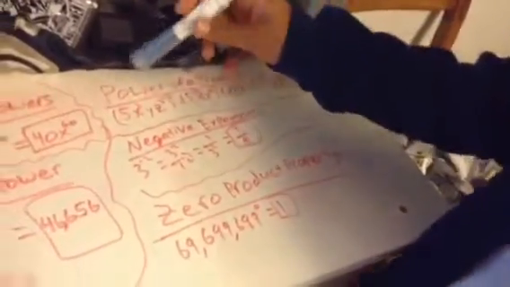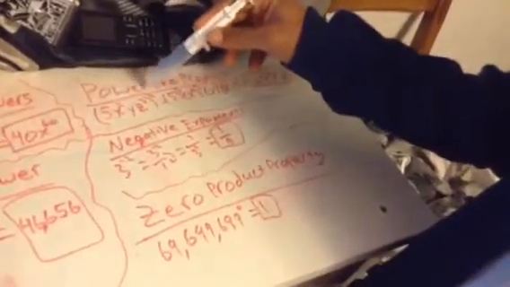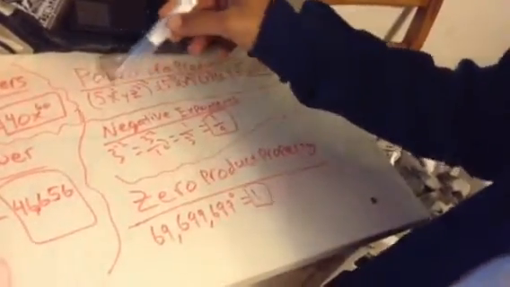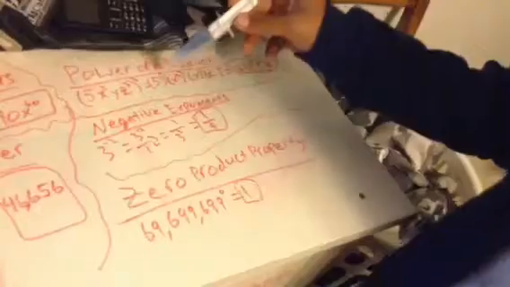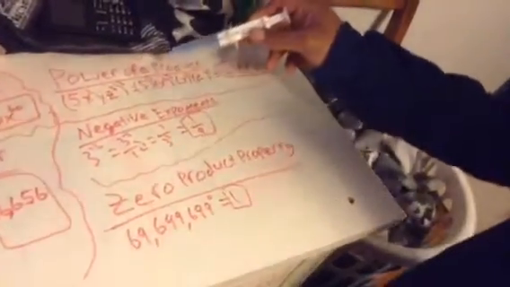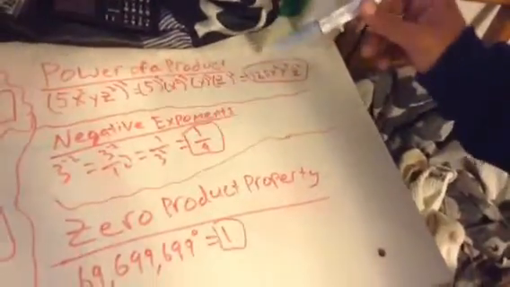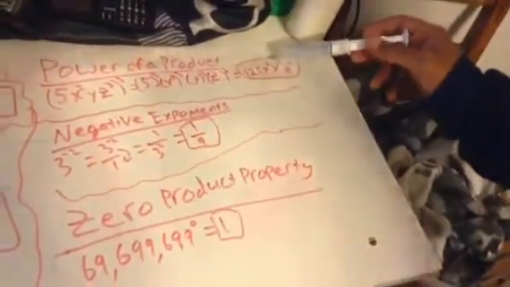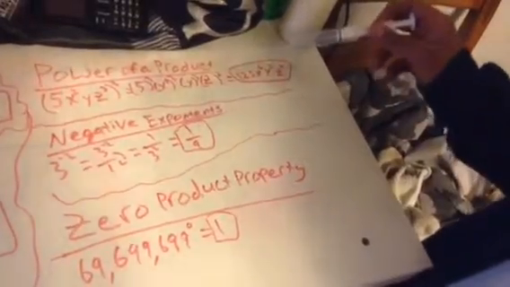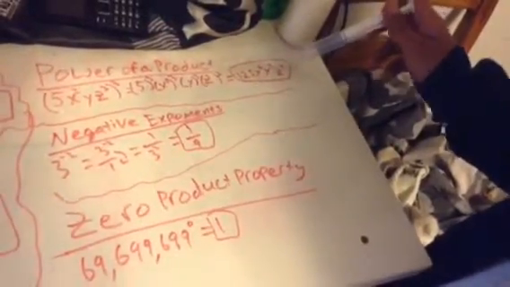Now this is the power of a product. It's kind of complicated, but it's kind of simple. You distribute the 3 into the parentheses. So you get 5 to the third, x squared to the third, y to the third, and z to the third, and you solve it, and you get 125x to the 6th, y to the third, and z to the 9th.